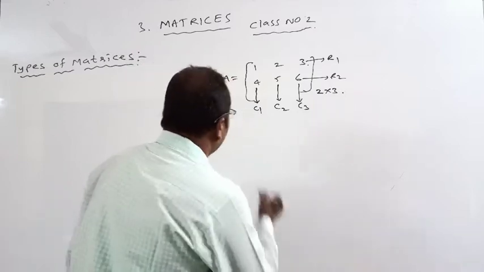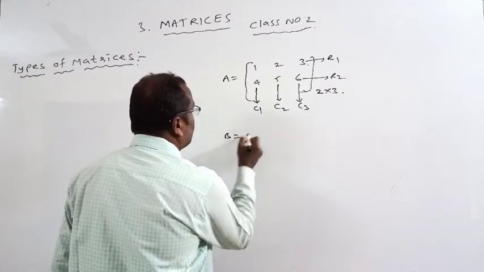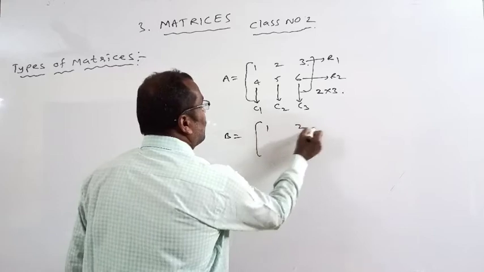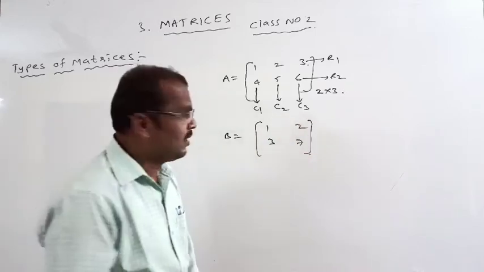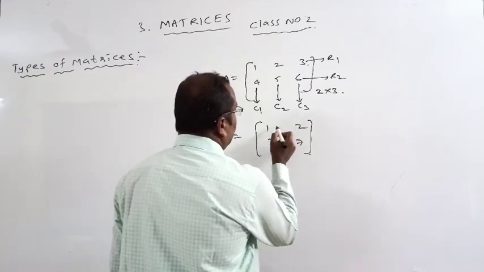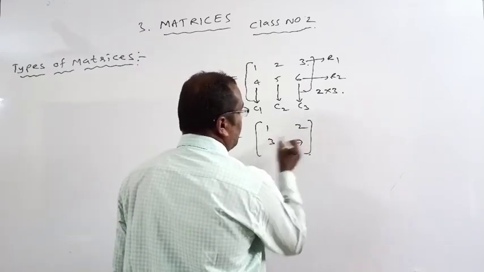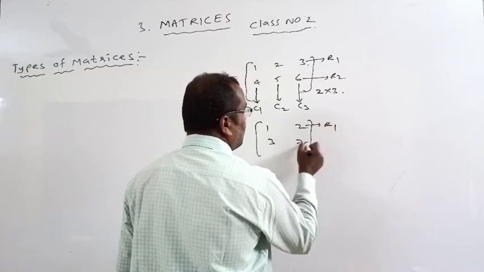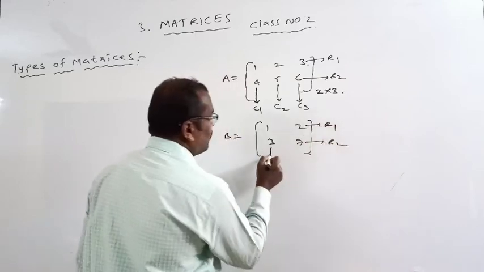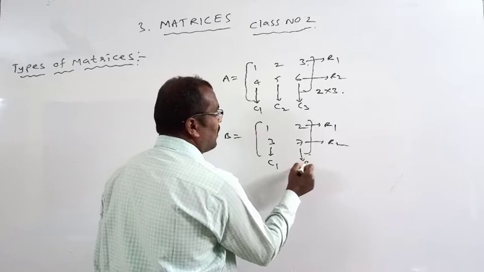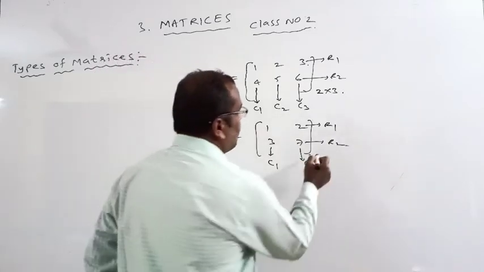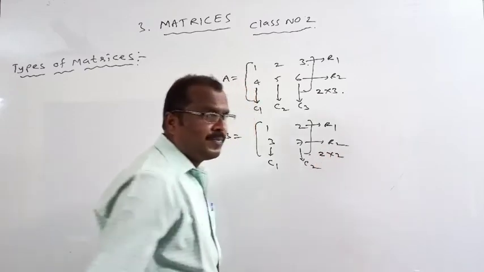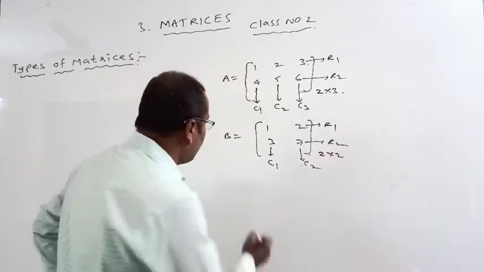Now I am giving one more matrix. Suppose B is equal to 1, 2, 3, 7. Now see this one. How many rows are there? First row and second row, and column 1 and column 2. So 2 rows and 2 columns. Its order is 2 cross 2.